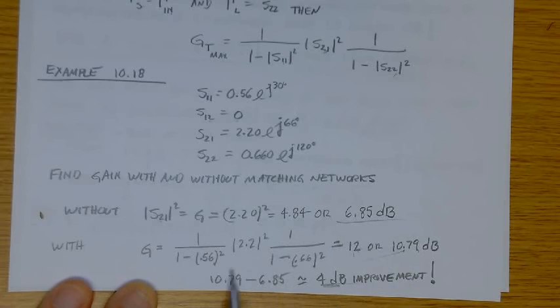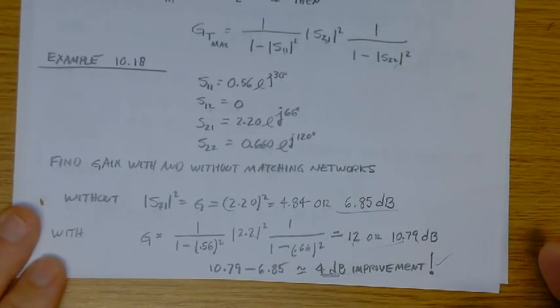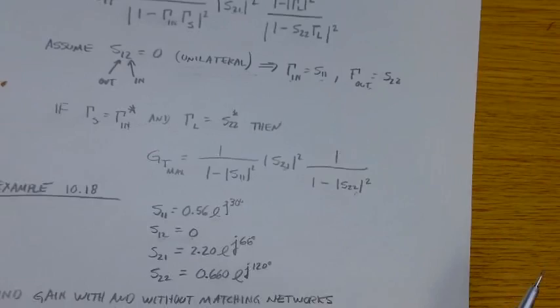The difference is 4 dB. So it certainly makes sense to design these matching networks. You get a 4 dB improvement in gain as opposed to if you don't. So that's certainly worth doing. 3 dB is a factor of 2, so it's more than a factor of 2.